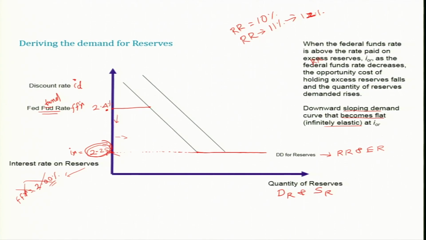When the Federal Reserve System suddenly increases the required reserve ratio from 10% to 11%, then at the same rate banks have to demand more reserves. As a result there will be more demand for reserves, and the curve will shift rightwards. Similarly, if they reduce it from 10% to 9%, the demand curve will shift from right to leftwards. So when the Federal Reserve System hikes the required reserve, the curve shifts rightwards, and when they reduce it, the curve shifts leftwards.